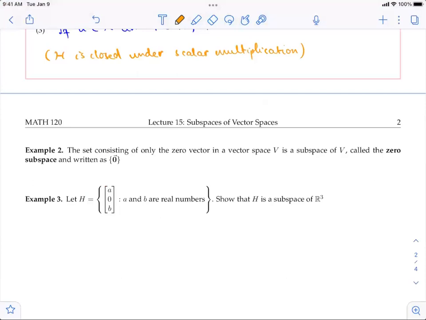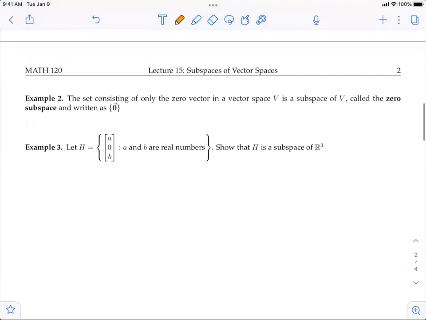The next example we have is a subset H that consists of the vectors (a, 0, b). This is a column vector, where a and b are real numbers, so a and b can be anything on the real line.